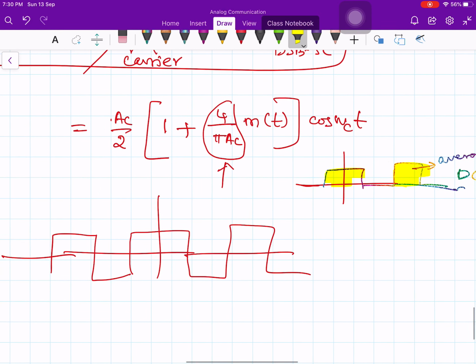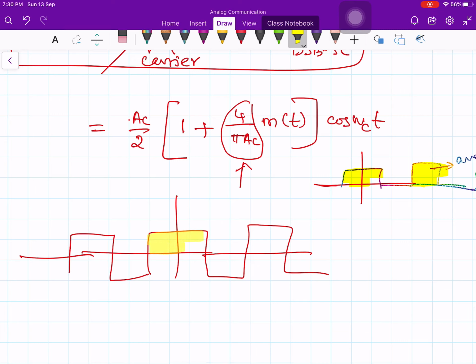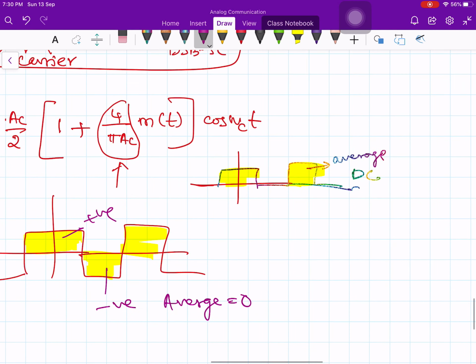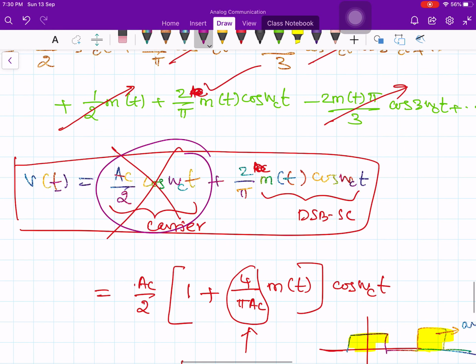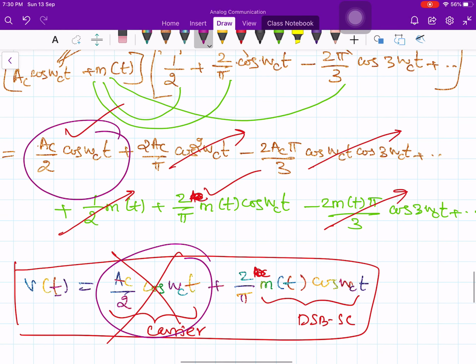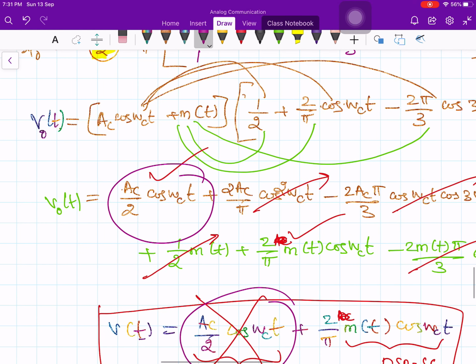In case you have the waveform like this, where the positive area cancels the negative area, then what will happen? This is positive and this one is negative. So what is the average for this waveform? Average is equal to 0, and in the previous one the average DC value is equal to 1 by 2. Because of this 1 by 2, this carrier component is coming. Because this component is multiplied with this 1 by 2.